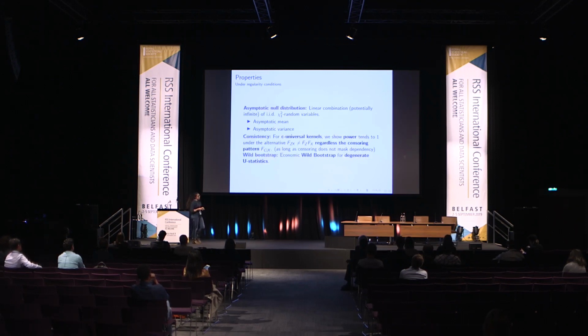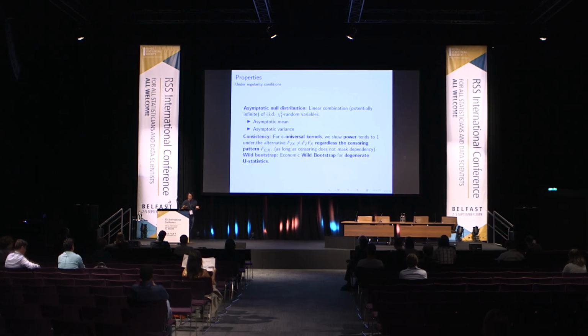So we study the asymptotic properties of this model. We derive the asymptotic null distribution. It turns out that when we scale by n, our test statistic is a potentially infinite linear combination of chi-square random variables. We derive closed forms for the asymptotic mean and asymptotic variance. And we have consistency results: under regularity conditions on the censoring, basically censoring cannot mask dependence.